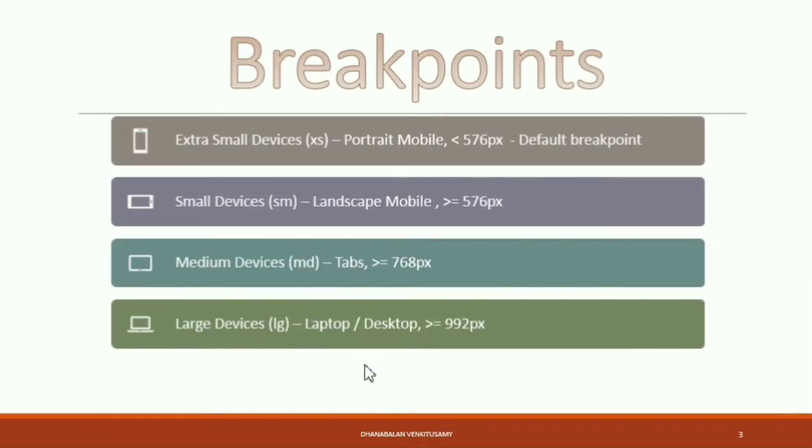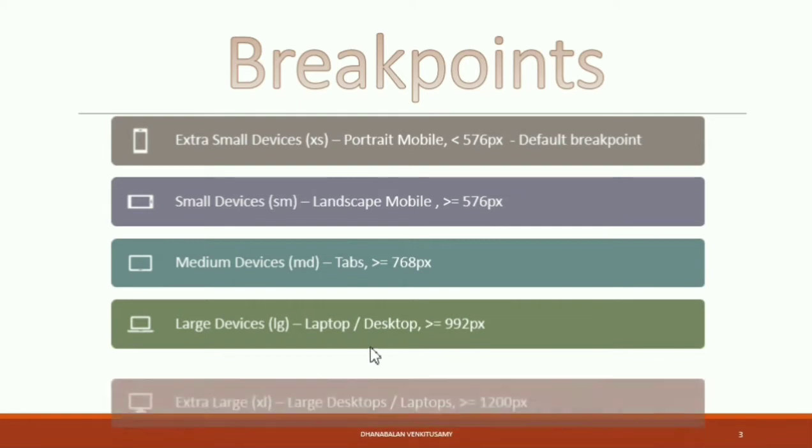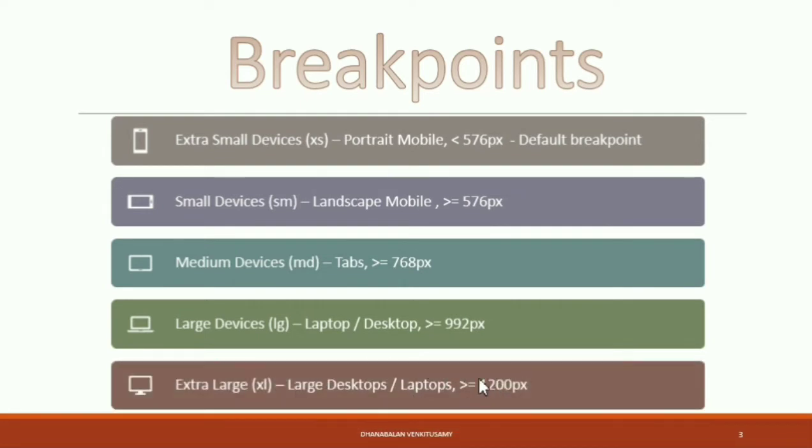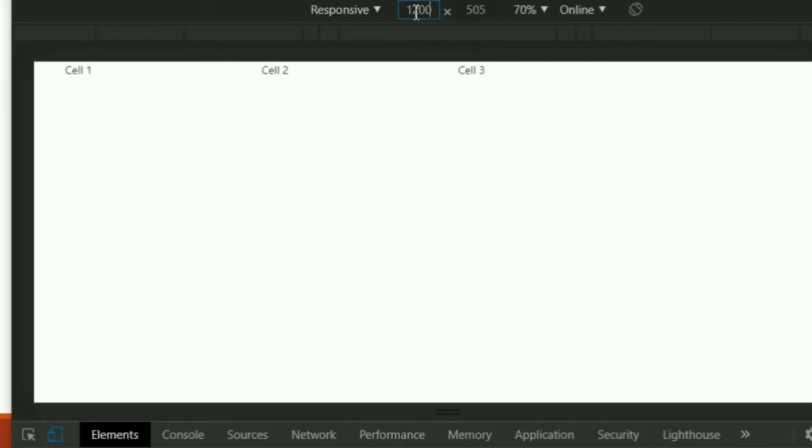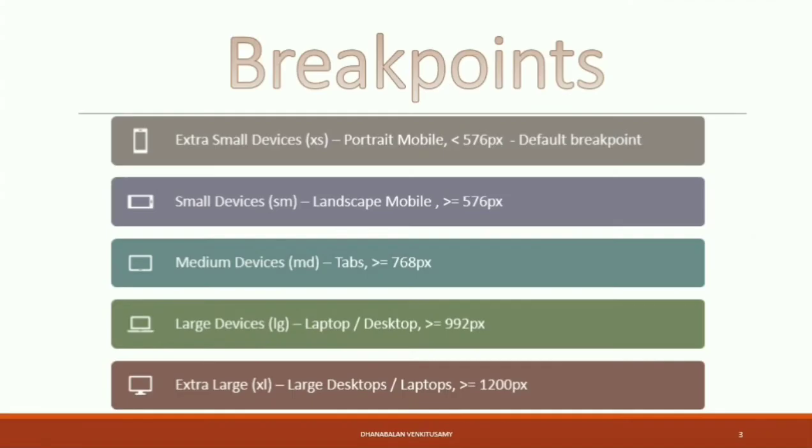The next one is extra large devices, with width greater than or equal to 1200 pixels. I'm making this 1200 here, and this is how it looks for extra large devices like a desktop or a laptop with extra resolution. This can be specified by the class XL.